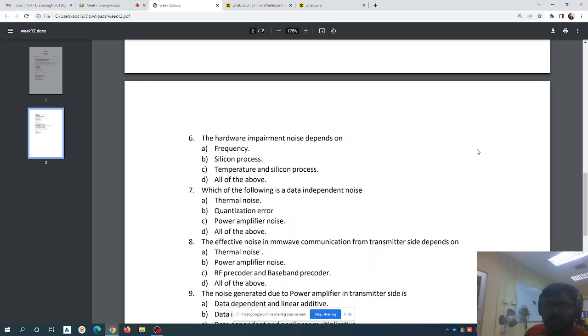So obviously it depends on the frequency. For different frequencies, the noise due to hardware impairment can be different, and it also depends on the silicon process, and on the temperature of that particular system at that moment. Like thermal noise also depends on temperature. So the option will be all of the above, like it depends on frequency, silicon process, temperature and the silicon process. So the option is option D for question number 6.